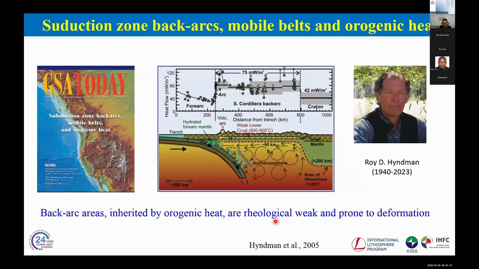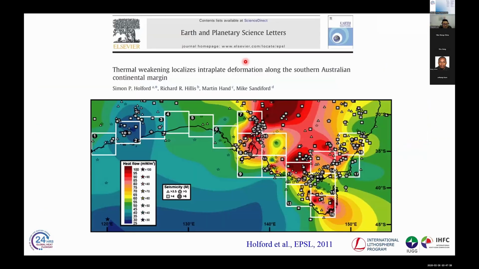So with the subduction and the tectonic force, this area, the back-arc, can deform a little bit more easily. So this is the relation between the heat flow, thermal structure, rheology and the tectonics. Another case is about the intracontinental deformation with thermal weakening.